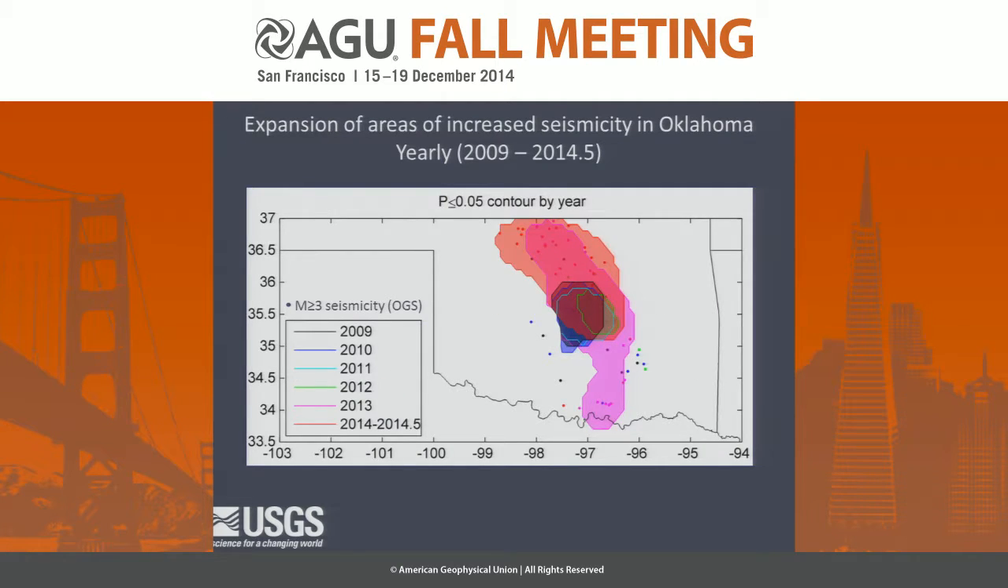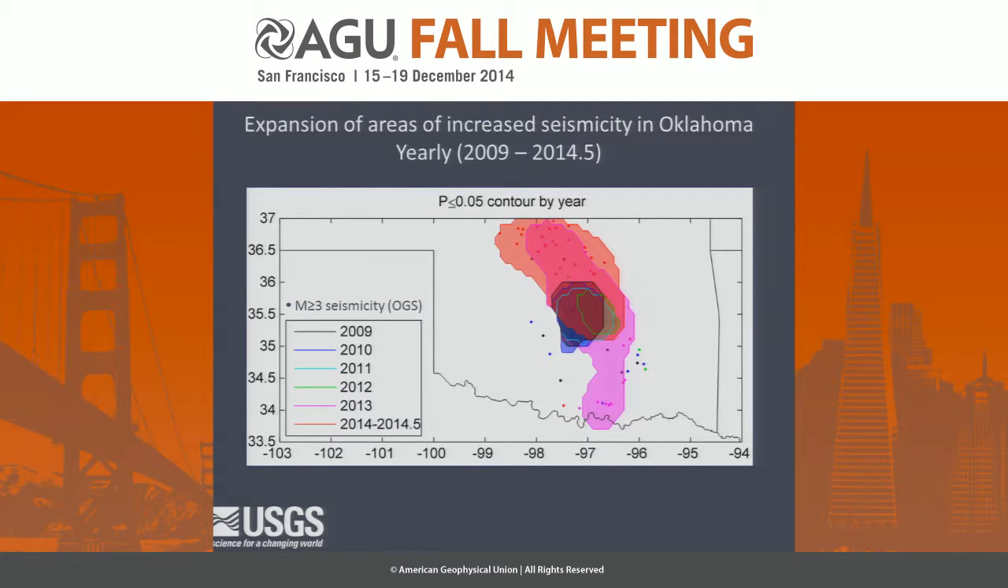So let's zoom into Oklahoma, which is by far the largest contributor to the CEUS seismicity increase. If we take that statistical method that I described in the previous slide, we can apply that to the earthquake catalog in Oklahoma to identify these areas of increased seismicity and look at how they evolve over the years from 2009 through 2014. These colored areas represent the contour of the extent of these areas of increased seismicity. I should mention that the dots are the earthquakes, magnitude 3 and higher, from the Oklahoma Geological Survey catalog that help define these regions.